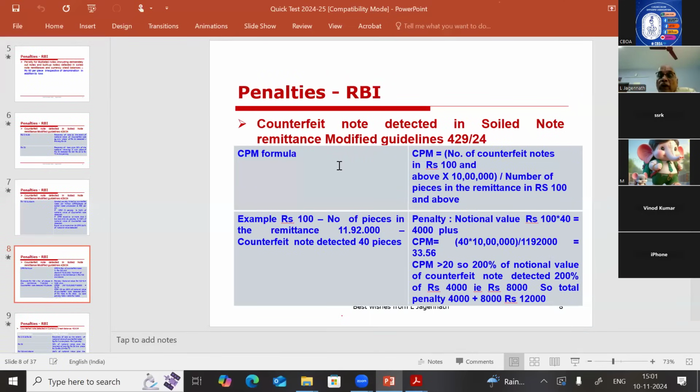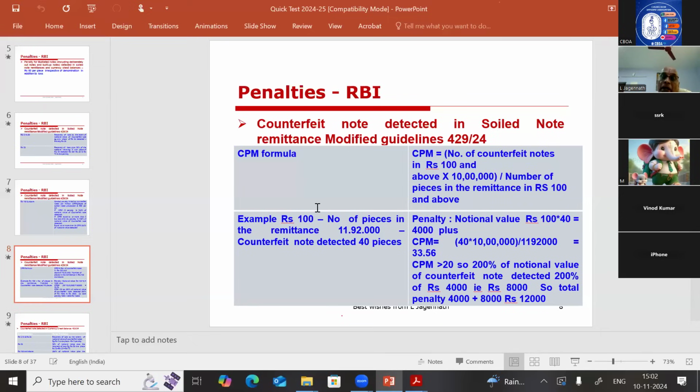Now, the CPM formula. CPM is equal to the number of counterfeit notes in 100 rupees and above denomination, whatever the denomination, multiplied by 1 million, that means 10 lakhs, divided by the number of pieces in the remittance of rupees 100 and above.